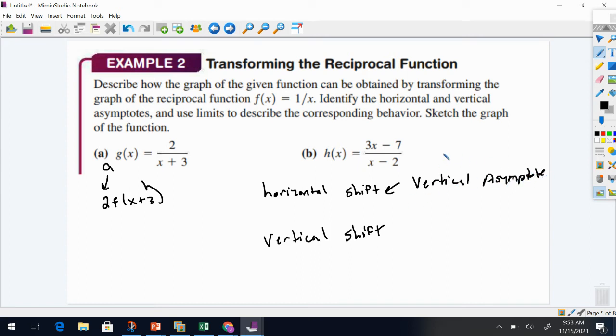How do I find the vertical asymptote? I look at the denominator. It will be at x equals 2. So this goes 2 to the right. My vertical shift, which is up and down, is my horizontal asymptote.